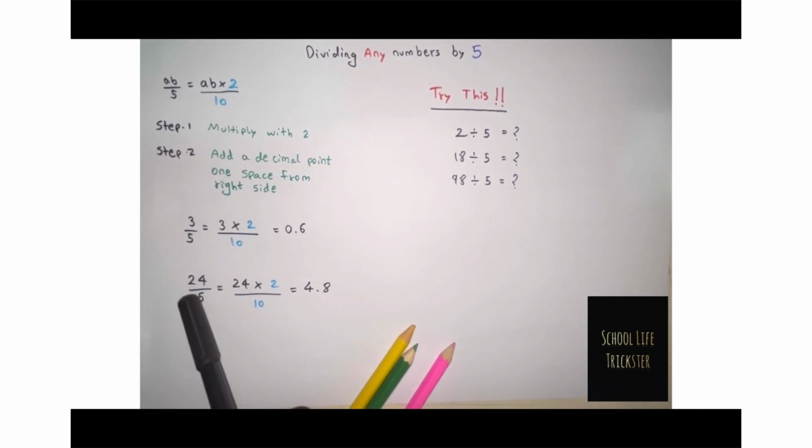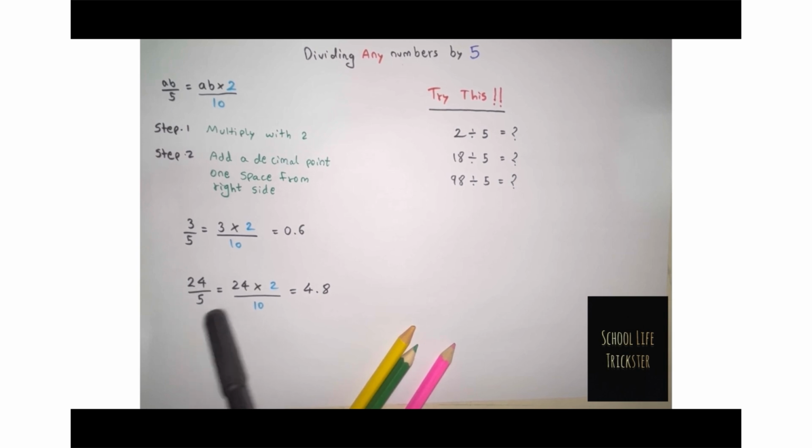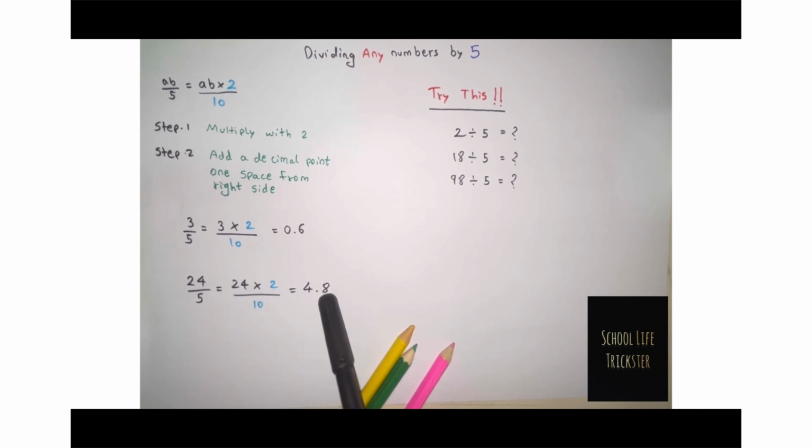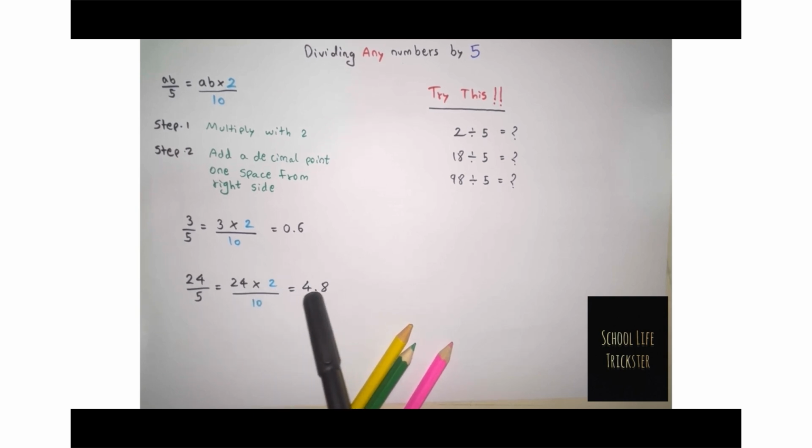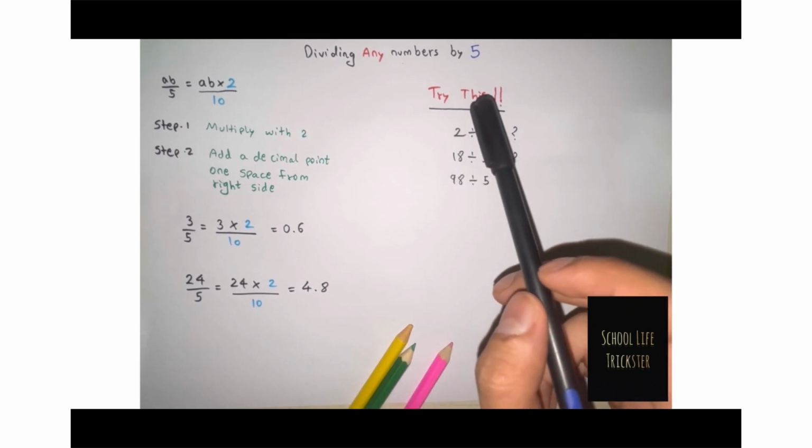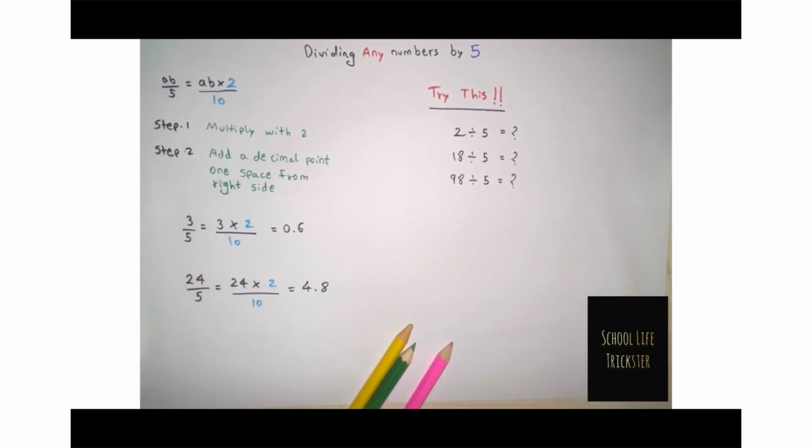Now see another example. 24 divided by 5 equals 24 into 2 divided by 10. That is, 24 into 2 is 48, and we add a decimal point from the right side, that is 4.8. Now try these sums.